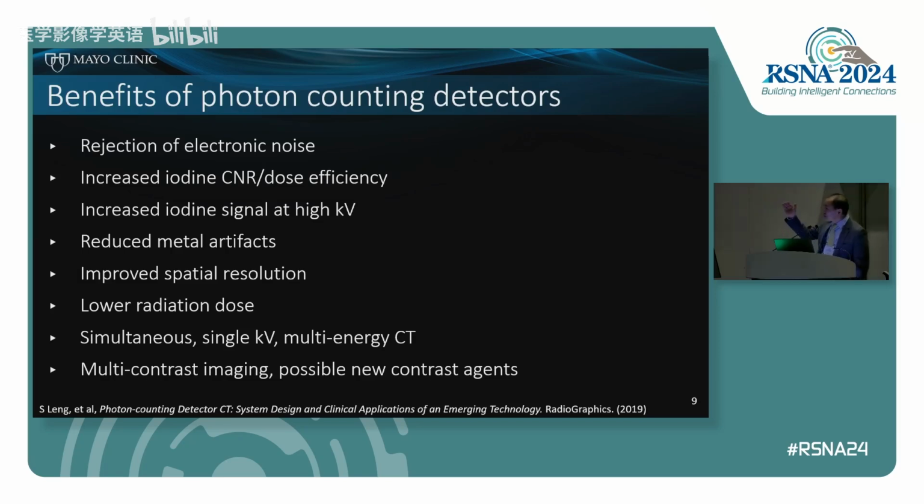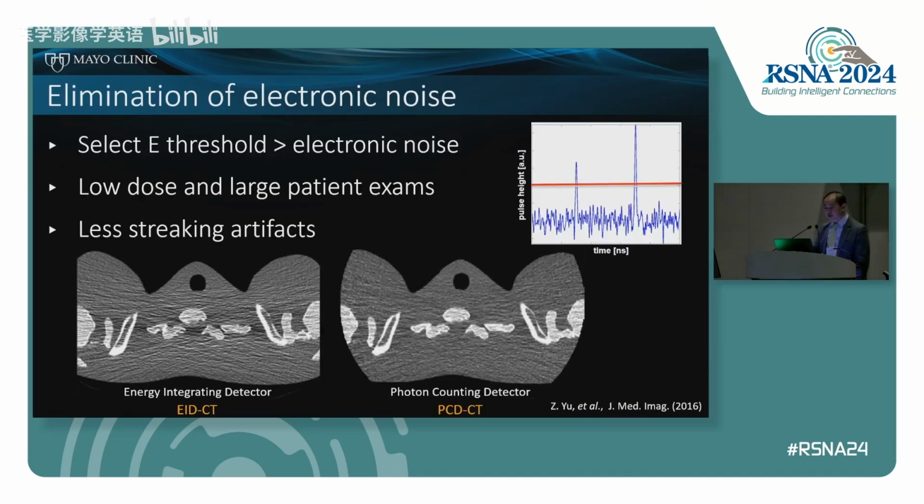So I will try to show a few of these. Of course, due to the time limit, we're not going to look at all of them, but I'll try my best to look at a few examples. So the first thing, eliminate the electronic noise. Why can we do that?